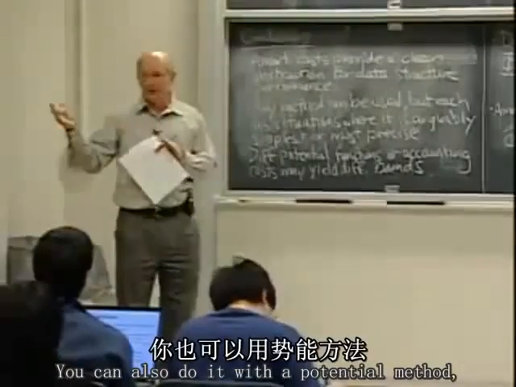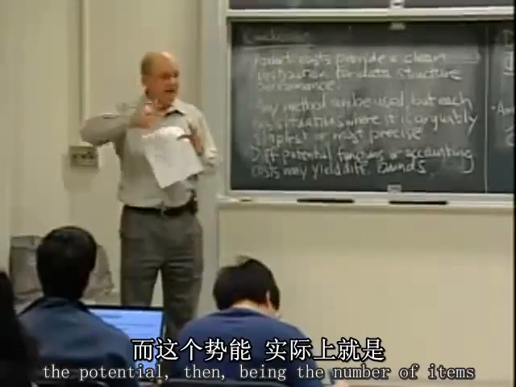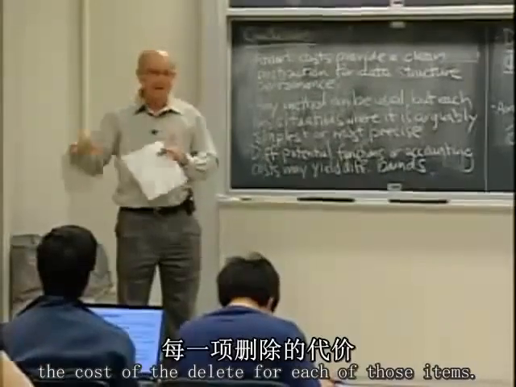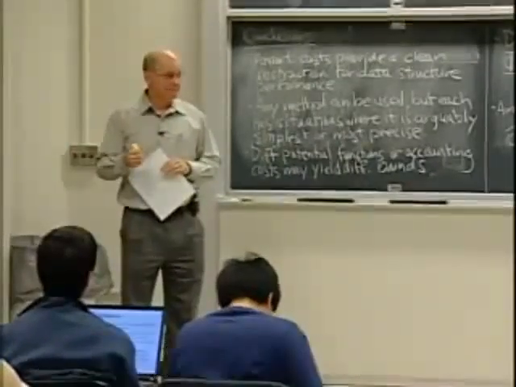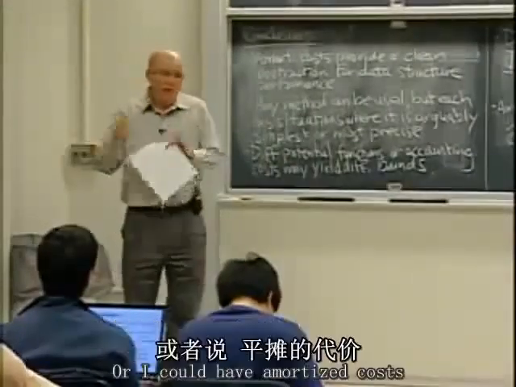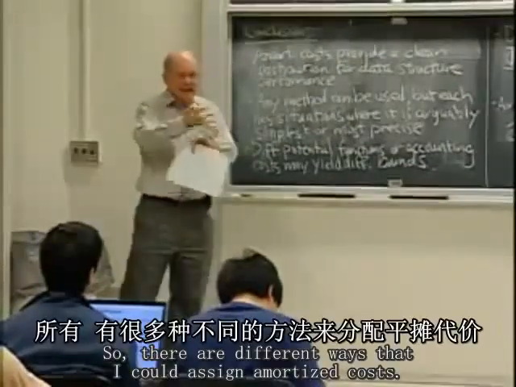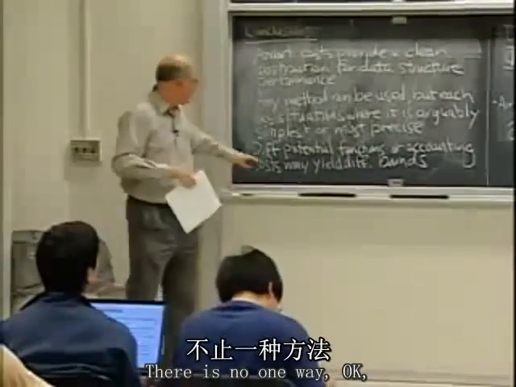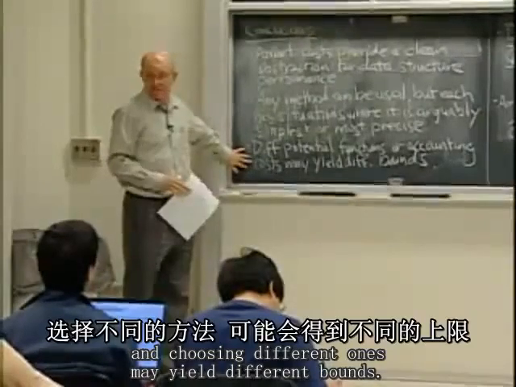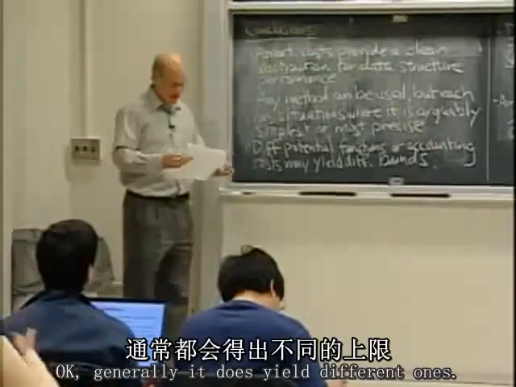You could also do it with a potential method. The potential then being the number of items that I actually have in my data structure times the cost of a delete for each of those items. So the point is that I can allocate costs in different ways, or I could have amortized costs which are equal to the true costs. So there are different ways that I could assign amortized costs. There's no one way, and choosing different ones may yield different bounds. May not, but it may yield different bounds. Generally, it does yield different bounds.